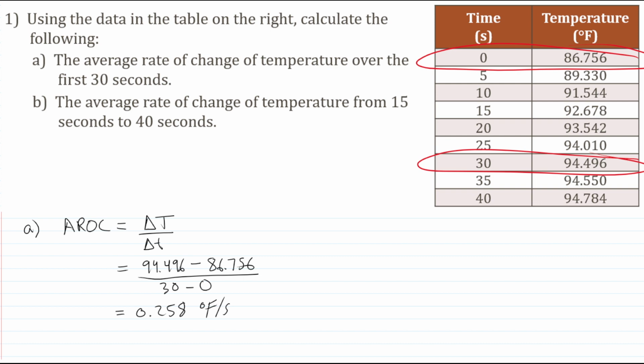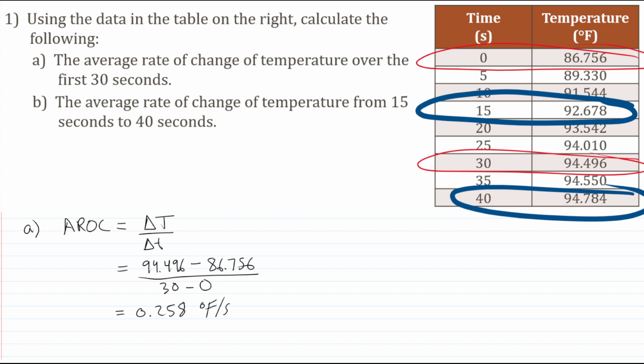Now, for part B, we have pretty much the same thing. We're going to find the average rate of change of temperature from 15 seconds to 40 seconds. So we're going to be using different rows in our table this time. The row corresponding to a time of 15 seconds and that for 40 seconds. And we'll just make the same type of calculation. So here we go. For part B, our average rate of change is our change in temperature divided by our change in time.